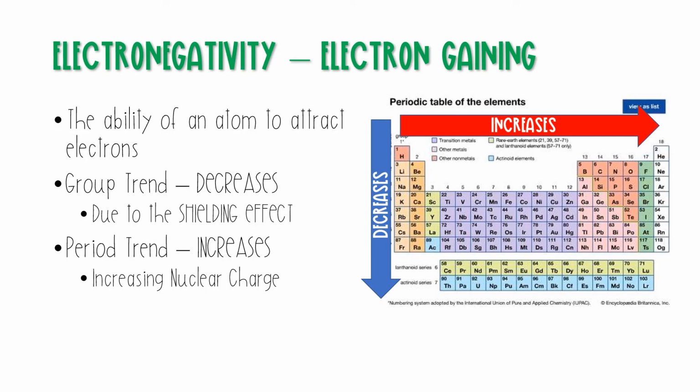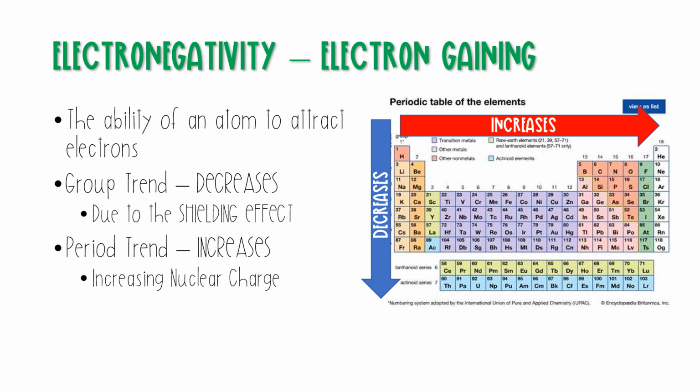Electronegativity is how well the atom can attract electrons. Now remember, metals don't like to attract electrons, they want to give them away. Nonmetals want to gain electrons. The noble gases have 0 electronegativity. That is something you want to write down. As you go down the group, it decreases once again due to the shielding effect.